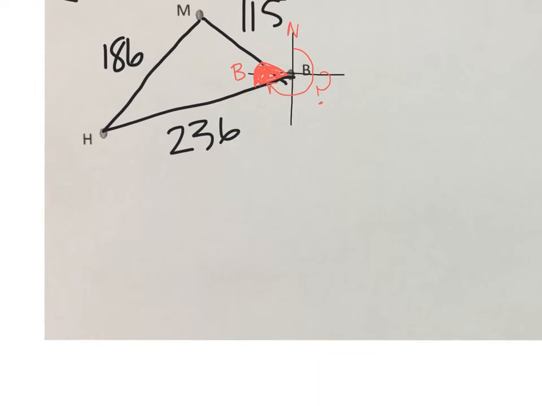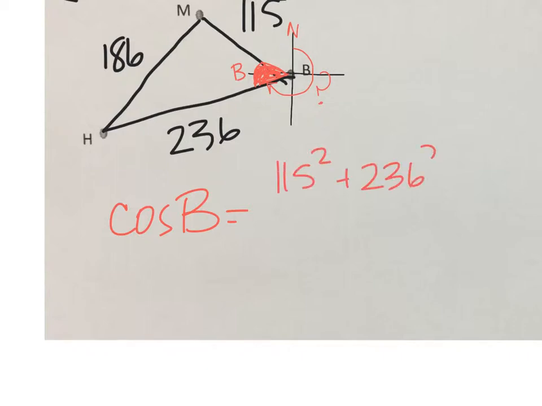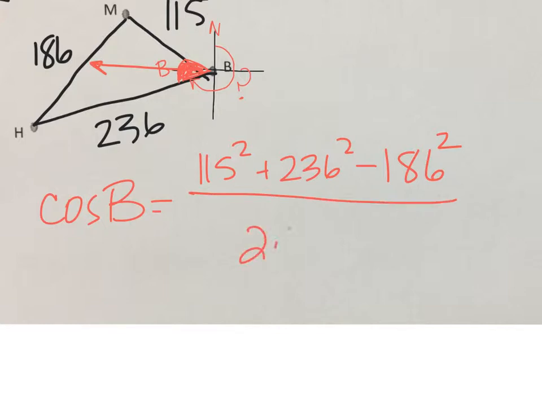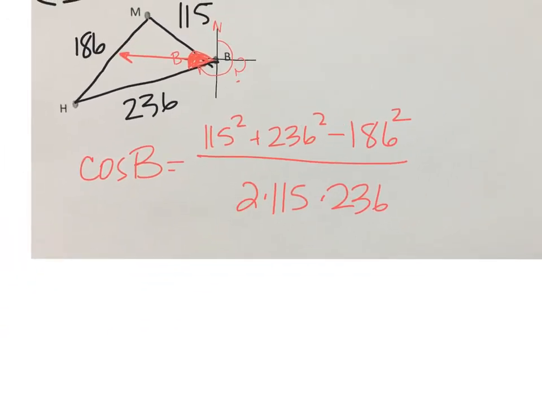Okay, so according to the law of cosines, the cosine of angle B is equal to 115 squared plus 236 squared minus the length of the side across from it. So 186 is across from angle B, so that's what gets subtracted in your law of cosines, all over 2 times 115 times 236. Okay, so pause for a second while I put this into my calculator.